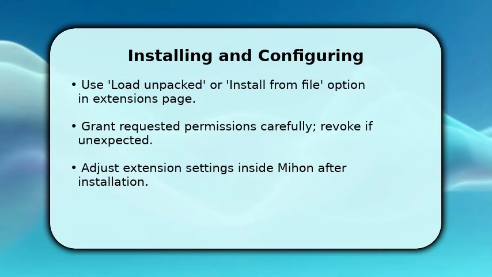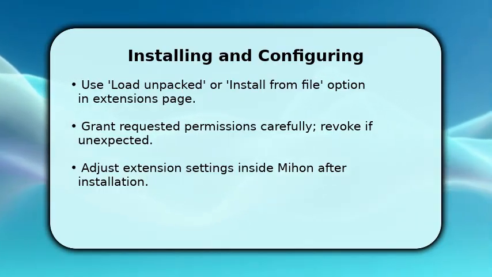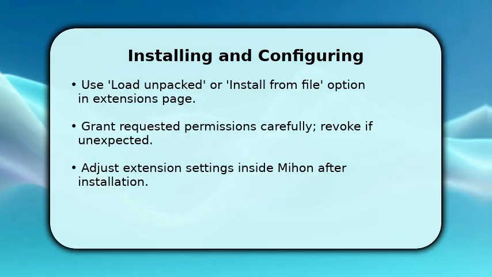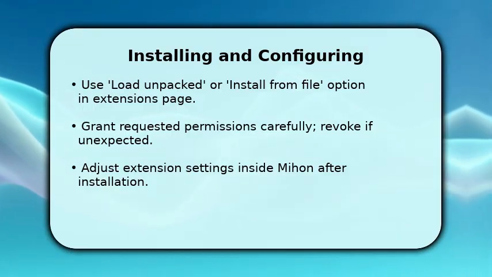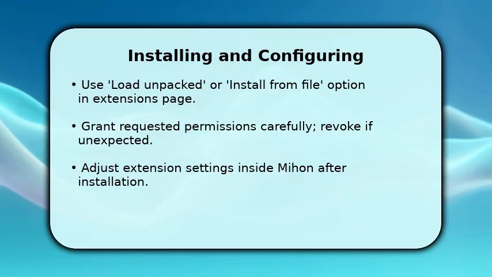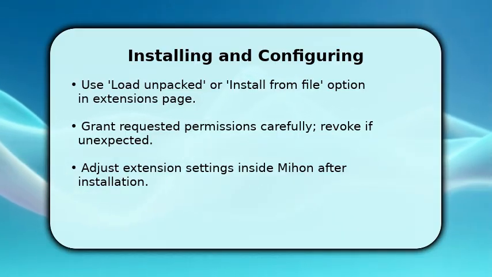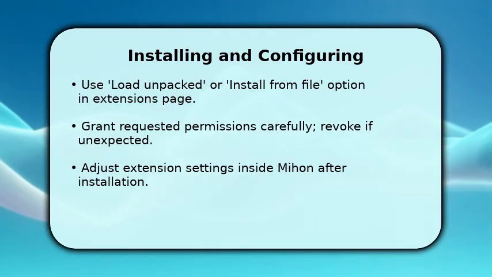You now install. Open Mihon's extensions page and choose Load Unpacked or Install from File depending on your package type, then select the folder or file. During installation, review and grant only the permissions required. If an extension requests unrelated access, cancel and inspect the package.